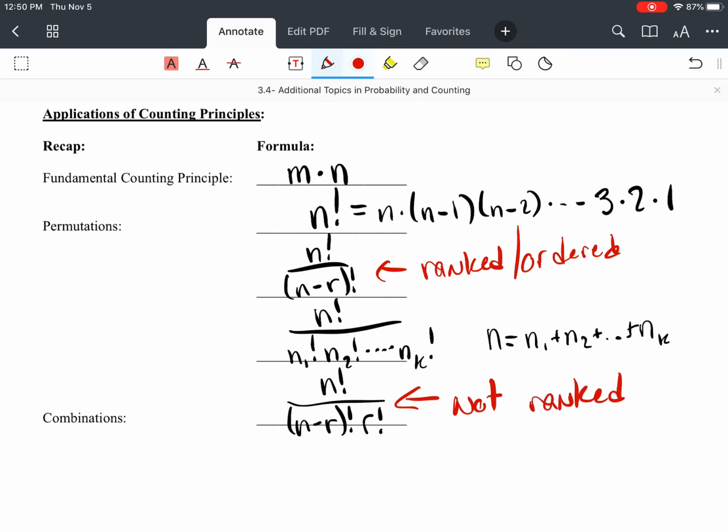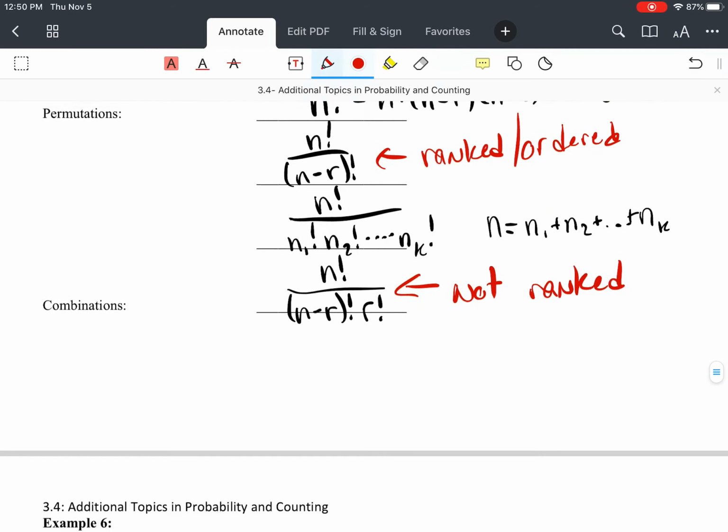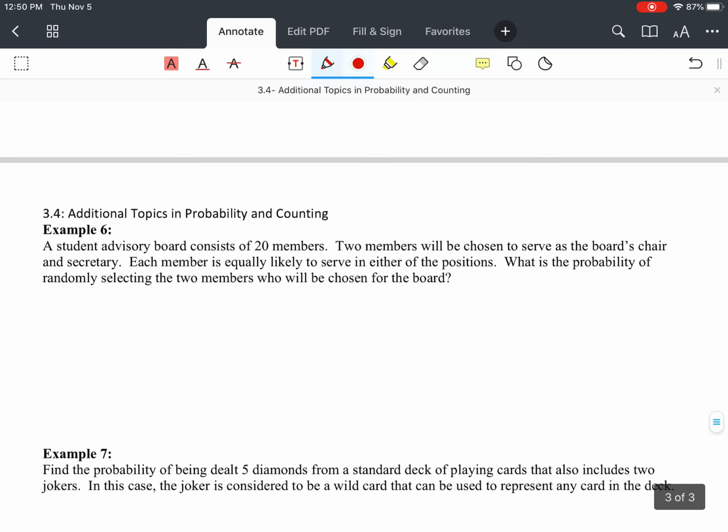Okay, this one is not ranked or ordered. So we don't care about rank or order in this case. We're just choosing a certain number of people. Okay, so we're going to finish this off by putting everything together.